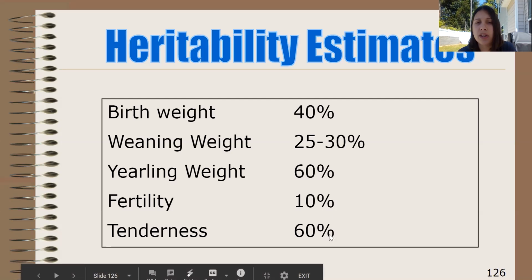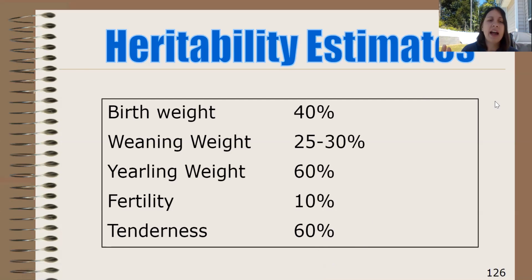Thankfully, tenderness has a really high heritability estimate. Tenderness refers in part to the fat ratio. When the steak is cooked, that marbling, if it's good marbling, should dissolve throughout the steak, and that helps to make it more tender.